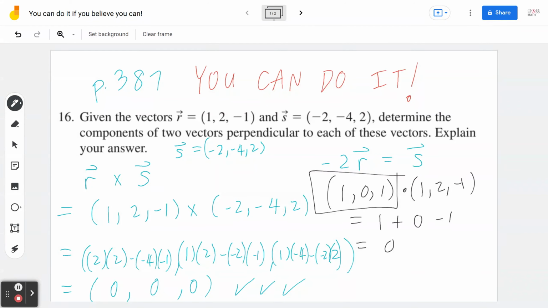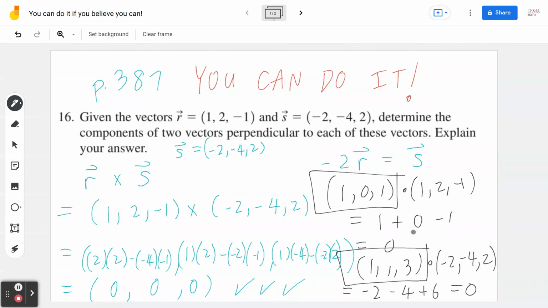A third example could be, let's say 1, 1, 3. Again, if you take the dot product of 1, 1, 3 with, let's say, the second vector, negative 2, negative 4, and 2, this again will give you negative 2 minus 4 plus 6, which is exactly 0. So there's another example that you could choose, and there are infinitely many cases. So again, the short answer is you find a cross product. The longer answer is you can try these numbers that are scalar multiples in general. It just by chance happens to be 0, 0, 0. And that is the answer.